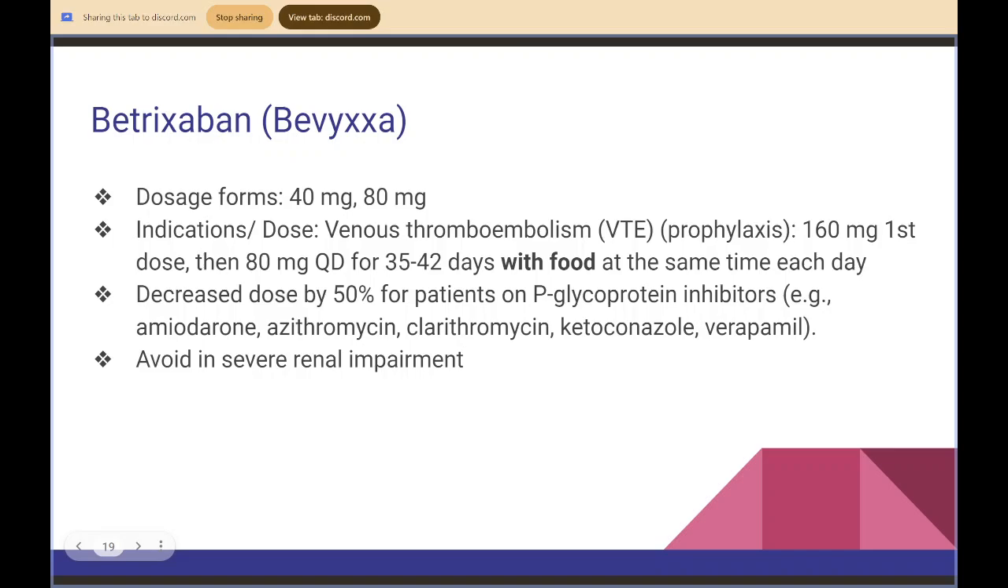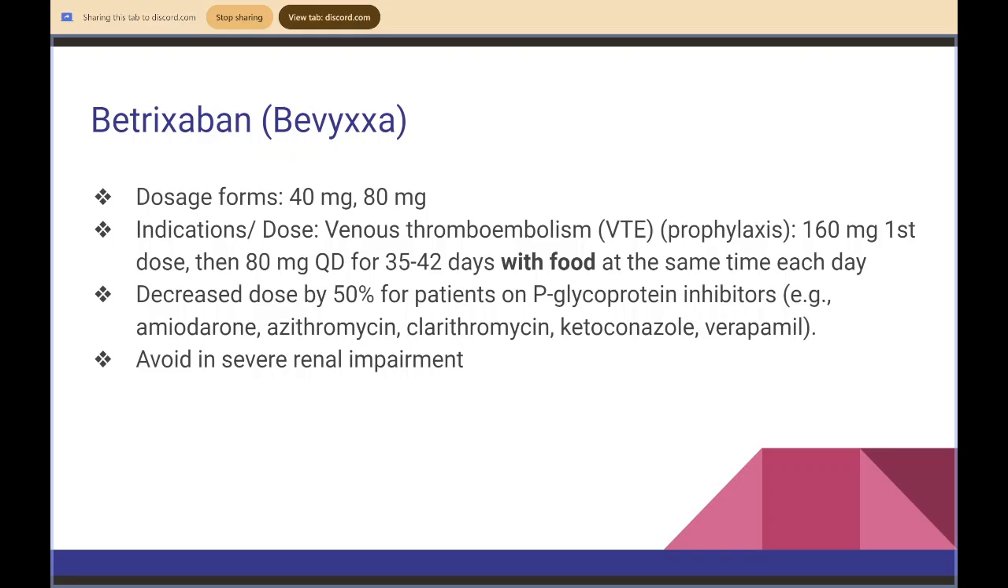All right, next we have betrixaban, Bevyxxa. Actually, Bevi-xa doesn't make sense, so go with Bevyxxa. A tip, if you're not sure how to pronounce a medication, and I should probably be practicing what I'm preaching, go to YouTube and search for the commercial for the medication, boom, problem solved. Dosage forms are going to be 40 mgs and 80 mgs. Indications and dose: there's going to be prophylaxis and, V-Farm, you are most welcome. And with food at the same time each day.